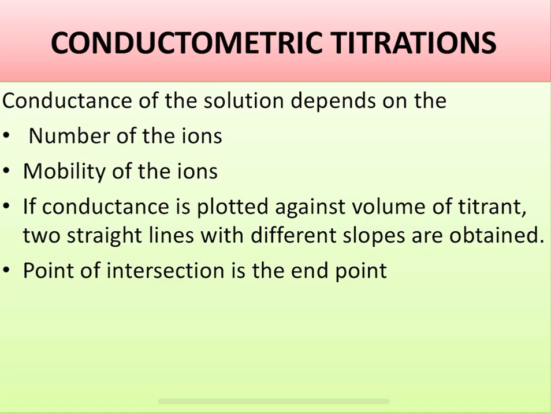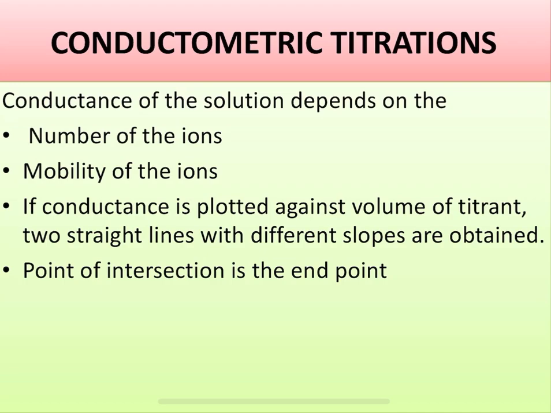There we use an instrument called a conductometer, and we find out parameters like the solubility of a sparingly soluble salt, the ionic product of water, and the dissociation of a weak electrolyte. All these are unique examples we discussed in our previous class under applications of conductance measurement. In this class we are going to discuss conductometric titration.